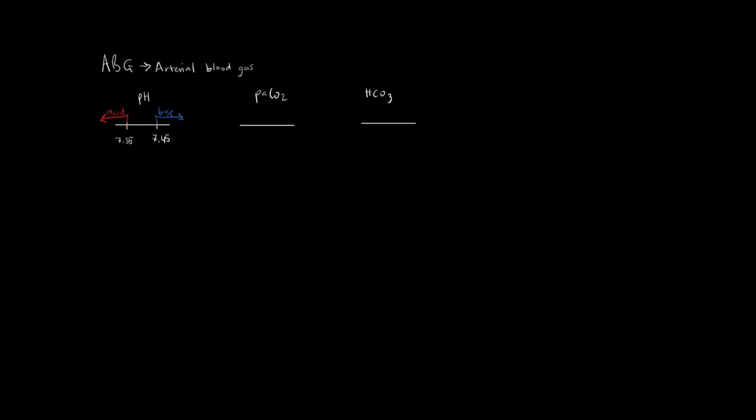The normal PaCO2 level is between 35 and 45. Think of PaCO2 as an acid. Instead of carbon dioxide, think carbon diacid. So if the PaCO2 is greater than 45, we are going to be in a state of acidosis. If the PaCO2 is less than 35, we are going to be in a state of alkalosis.